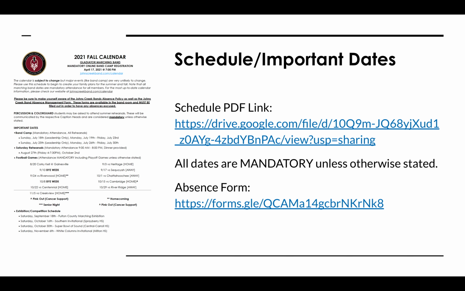For example, band camp starts July 19th and runs through Friday, July 23rd, and then the second week is also July 26th through July 30th. Those are extremely mandatory. The times for the first week of band camp are going to be 9 a.m. to 5 p.m. The times for the second week of band camp are going to be 9 a.m. to 8 p.m. We will provide dinner that second week of band camp, but lunches will need to be packed for students both weeks. We will not have students leaving campus to go get lunch, so they will need to pack, but we'll talk more about that as we get closer to it.